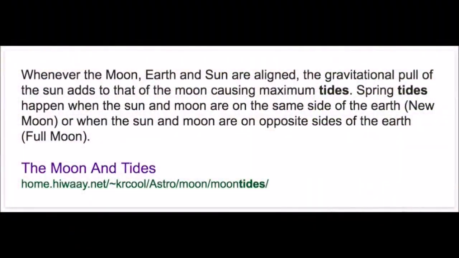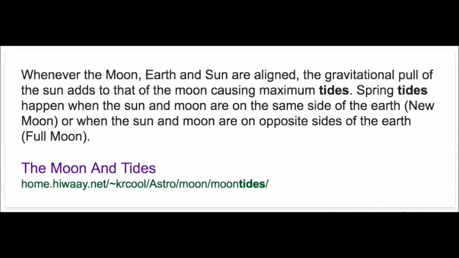So I go on Google and I read, whenever the moon, earth, and sun are aligned, the gravitational pull of the sun adds to that of the moon, causing maximum tides. Spring tides happen when the sun and moon are on the same side of the earth, new moon, or when the sun and the moon are on opposite sides of the earth, full moon. Okay, so I wanted to visualize this.